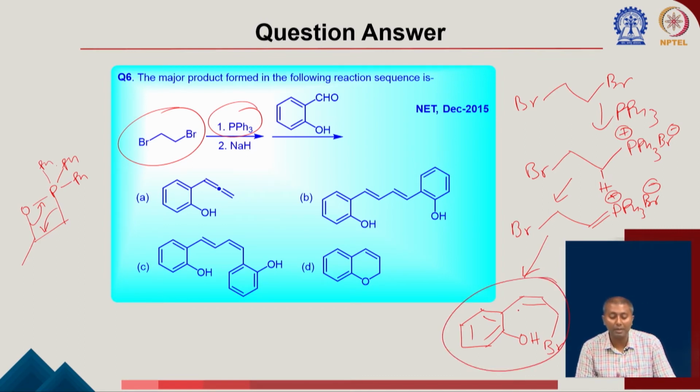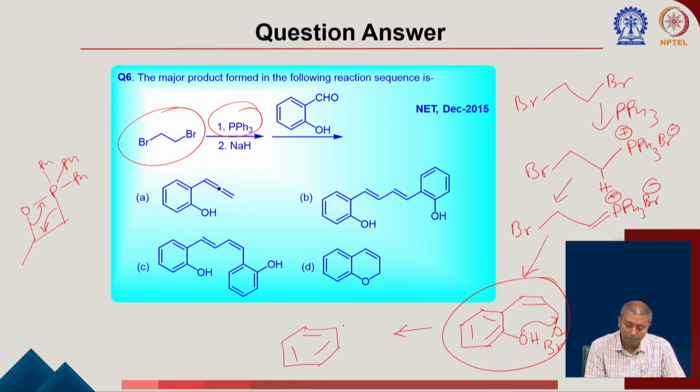As you remember, an unstabilized phosphorus ylide reacts with the corresponding aldehyde to form the corresponding Z olefin. So you end up with a Z olefin, you have an OH here, you have a base in the medium, so this can go for an SN2 reaction that will generate this product.